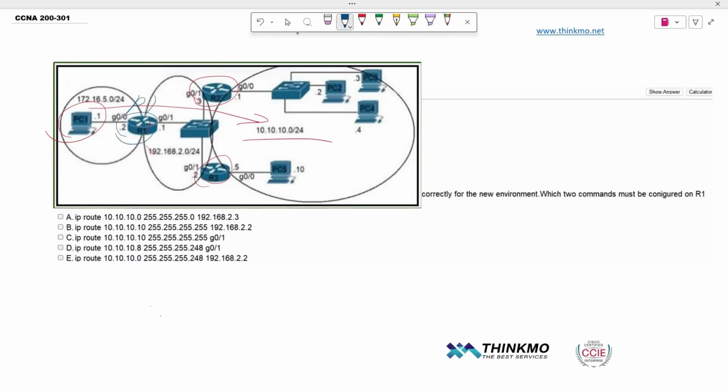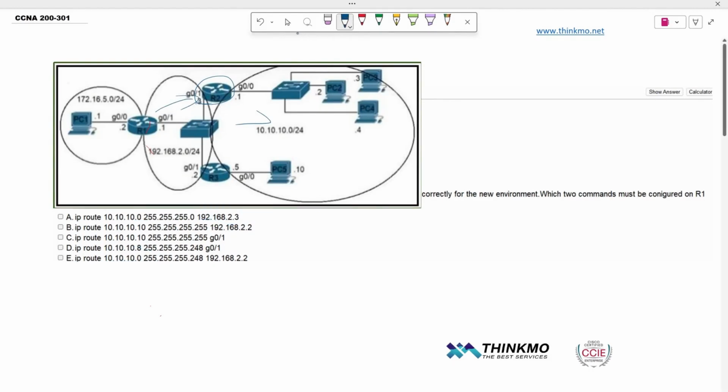R1 refers to this device here. What commands do we need to configure on it? First of all, for this R1, I need to be able to access the area on the right, which means I need to configure a route to the 10.10.10.0 network. And as for the next hop, it should go through this, it's called 23.3, and it also goes through this upper path through 22 to get there. Then I'll configure another route to the area on the left.